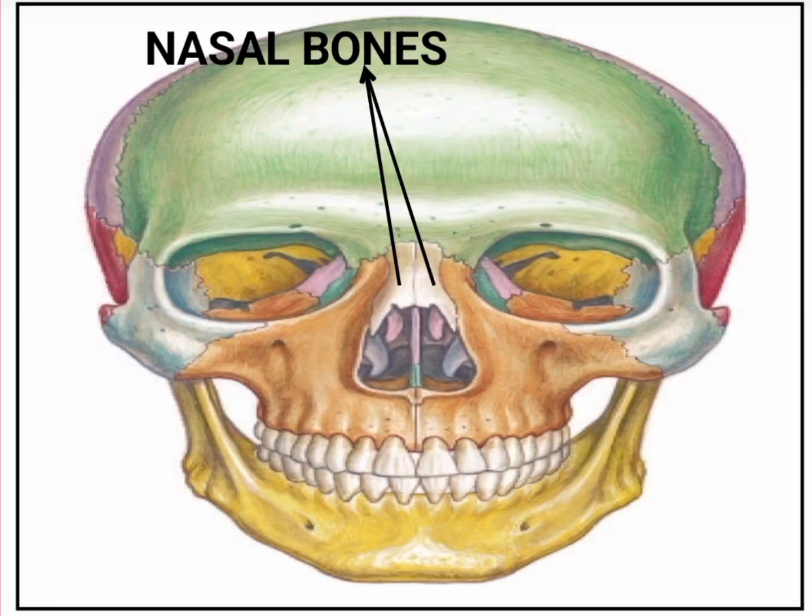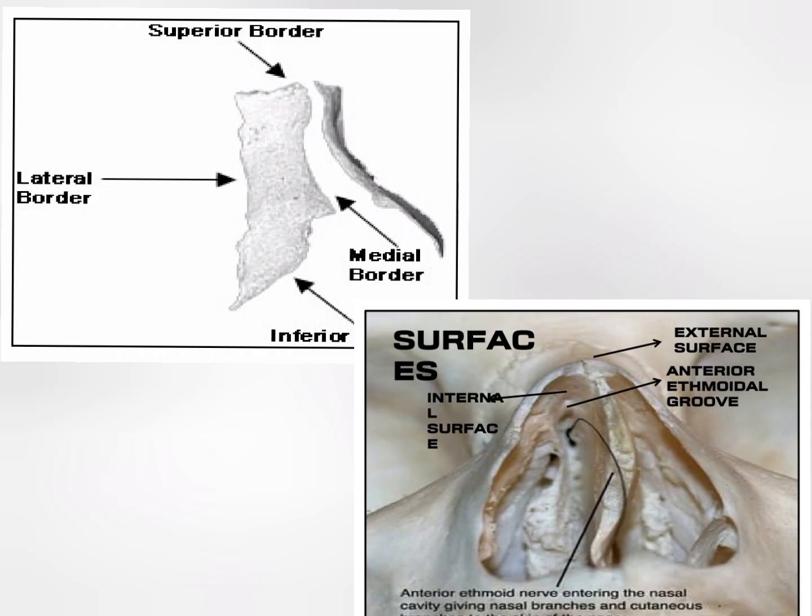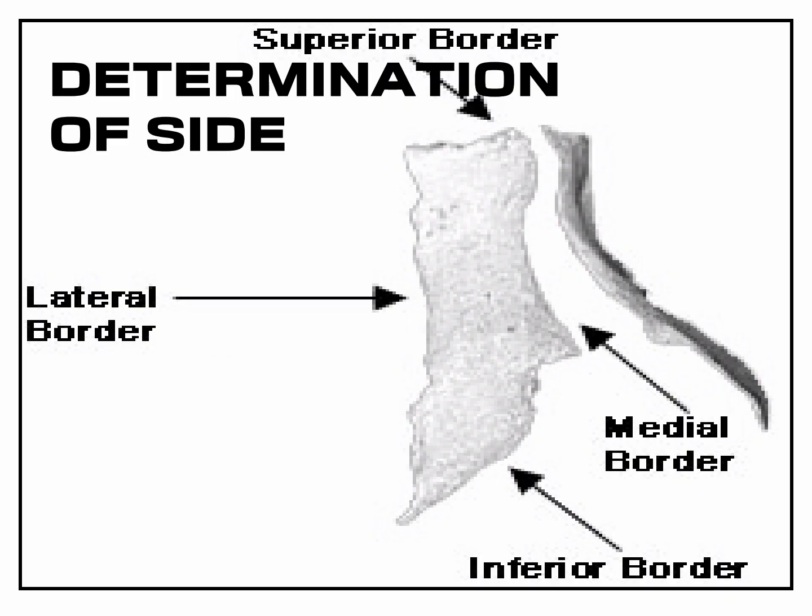Nasal bones are paired facial bones forming the dorsum of the nose. It is a type of flat bone. Parts of the nasal bone. Nasal bone has two surfaces, outer surface and inner surface, and has four borders: superior border, inferior border, medial border, and lateral border. Determination of side can be done by 3 points.